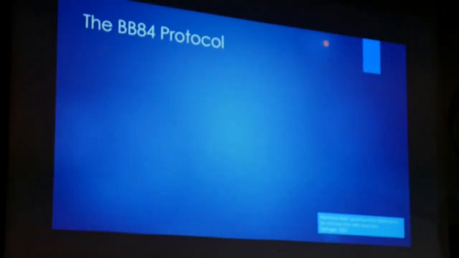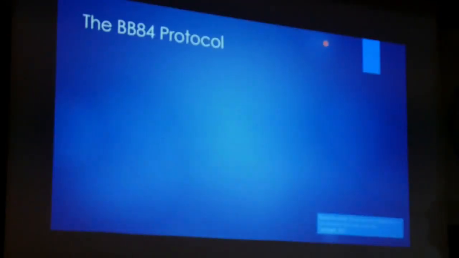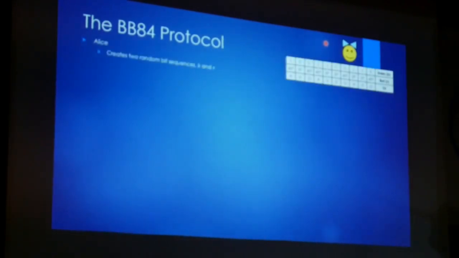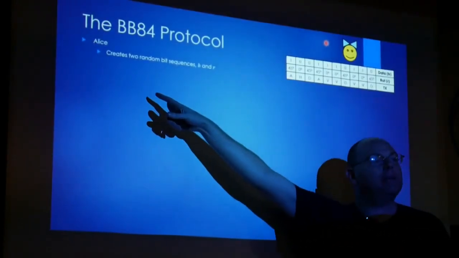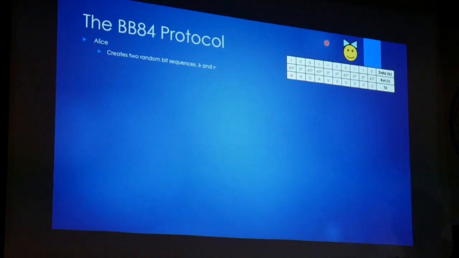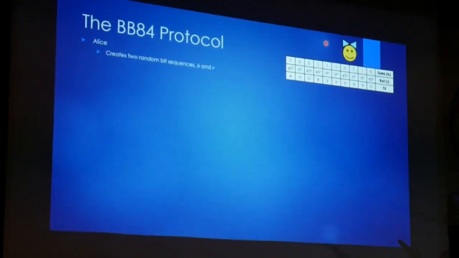BB84, B and B were Brassard and Bennett, I believe. Brassard, Bennett, something like that. 1984. So this is quite old technology. It still works. It's actually one of the most promising ones for satellite QKD. The idea is Alice wants to talk to Bob, of course. Alice creates two random bit sequences, really random. We're going to call them B and R. B for bits, meaning the data, R for rotation.